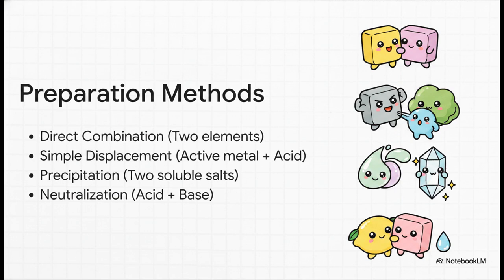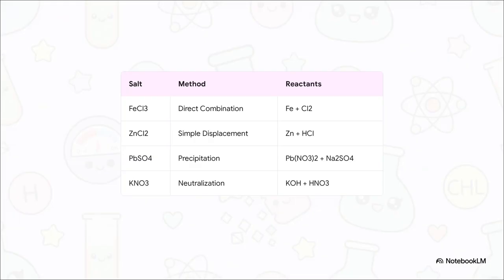You've got to rigorously understand exactly when to deploy each method based on the salt's solubility. I need you to memorize these exact previous year question pairings, matching the specific salt to its perfect preparation method. To make iron 3 chloride, use direct combination by reacting heated iron directly with chlorine gas. To make zinc chloride, use simple displacement. For insoluble lead sulfate, force it out via precipitation. And for potassium nitrate, use neutralization. Lock these exact pairs in your brain.